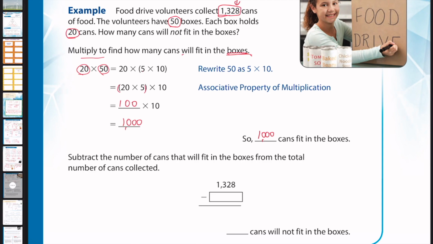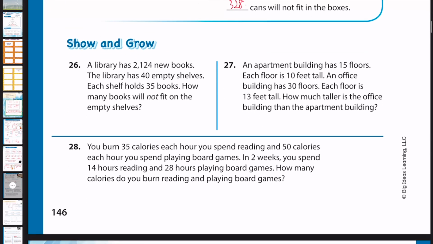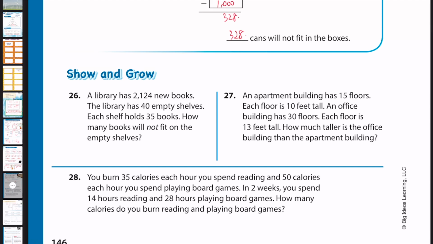So 1000 cans fit in the boxes. Subtract the number of cans that will fit in the boxes from the total number of cans collected. Yep, 1000. So how many cans will be left? 328. That's it. These 328 cans will not fit in the boxes. All right. It was kind of easy. Okay, number 26, 27, and 28.